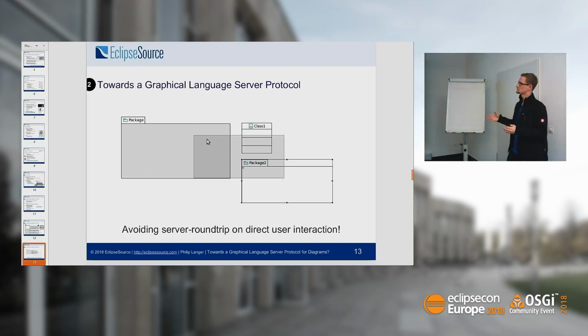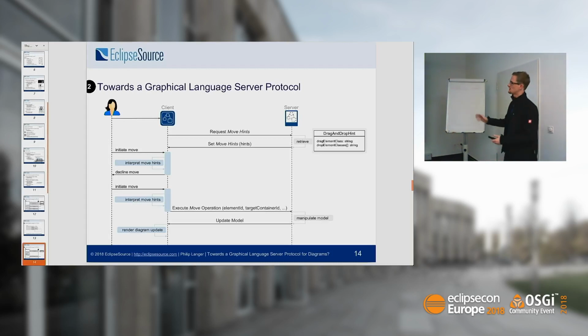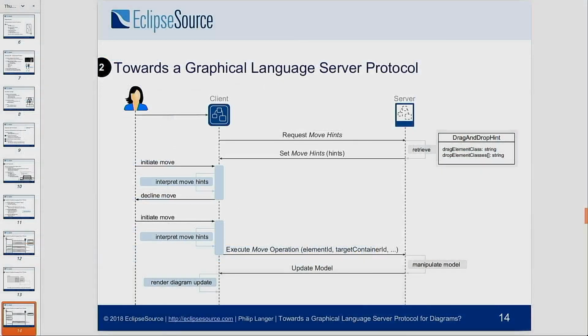So we would like to put in place descriptions that give the clients hints on what is currently possible and what is not possible, so that the client can handle that on its own. How that works is basically we have, for instance, a request move hints operation, where the client requests those, and the server sends drag and drop hints back.